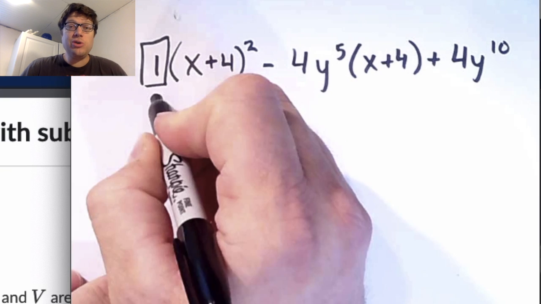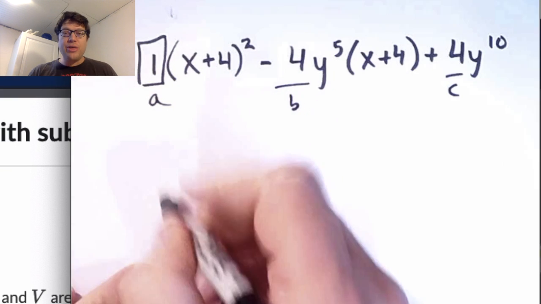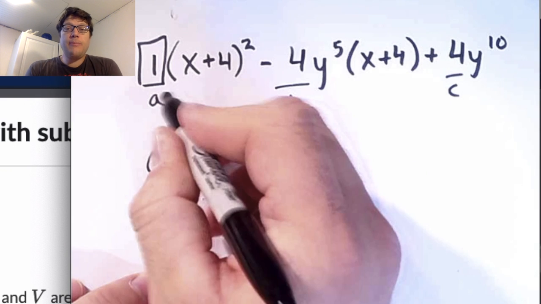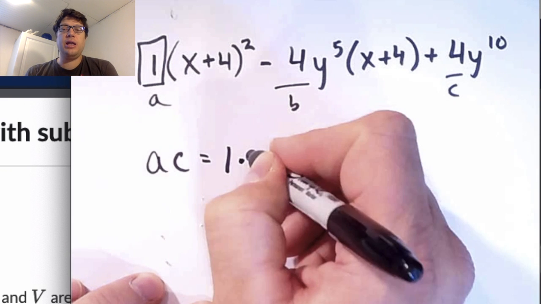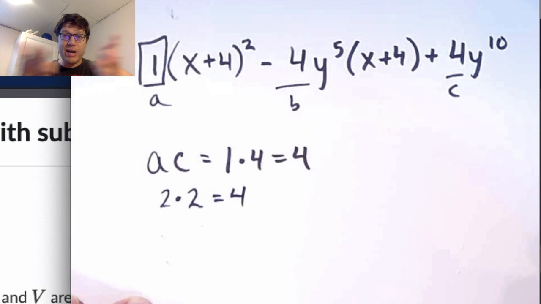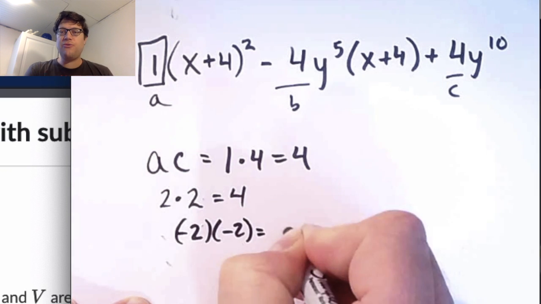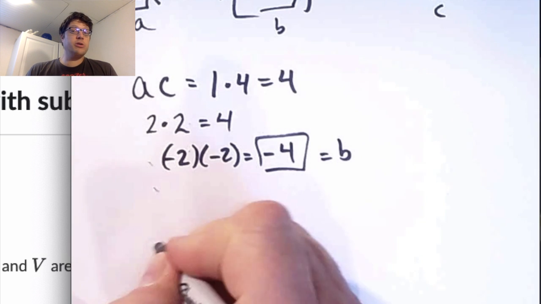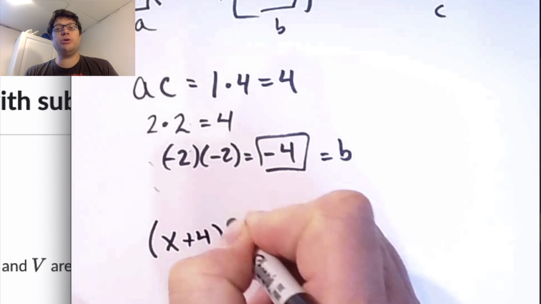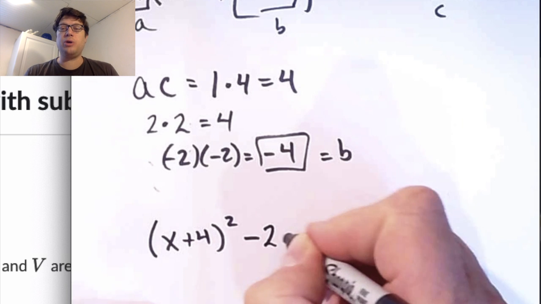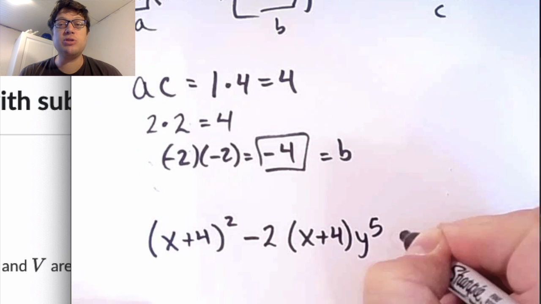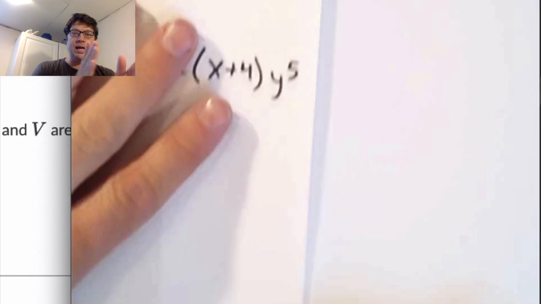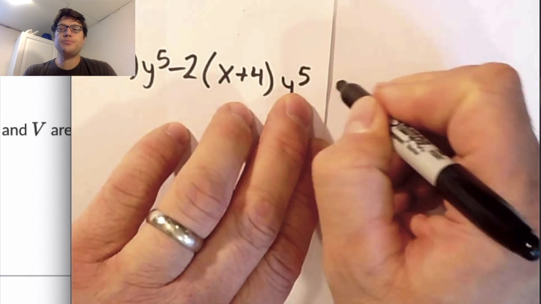So I'm actually going to use the a times c method, labeling the numbers in front of each of the things. I'm going to use the a times c method to determine how I'm going to break apart that middle minus 4y to the fifth times x plus 4. So 1 times 4 is 4, and if you do negative 2 times negative 2, you get positive 4. But if you do negative 2 plus negative 2, you get the middle number. So that's how we're going to break it apart, as in negative 2 and negative 2.